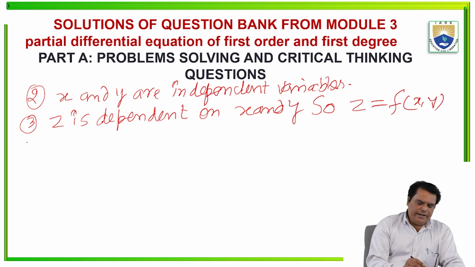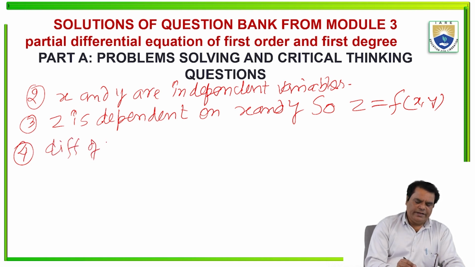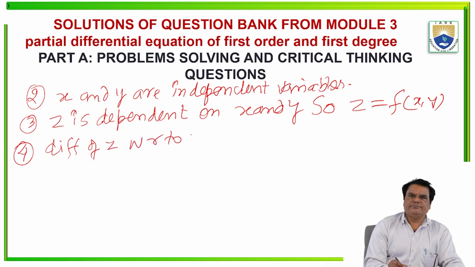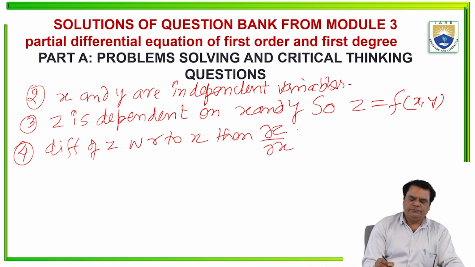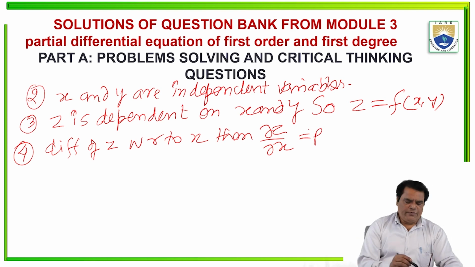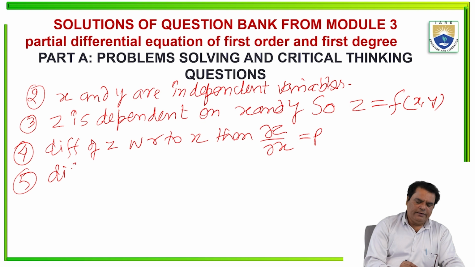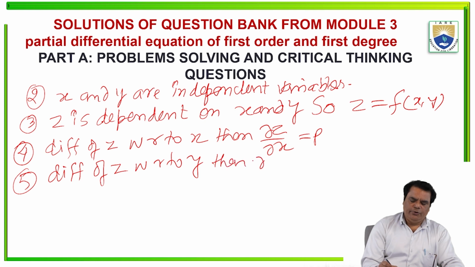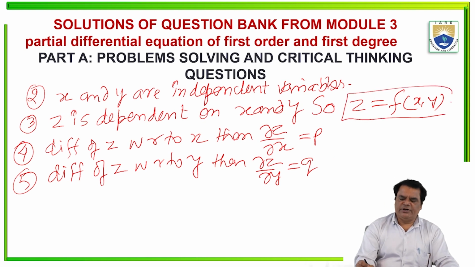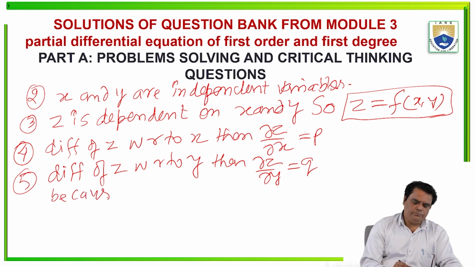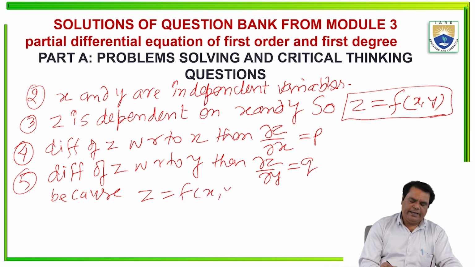The fourth point is the differentiation of z with respect to x. Then we get dou z over dou x, and this is small p. Fifth point, the differentiation of z with respect to y. Then dou z over dou y is equal to q, because z is a function of x, y.